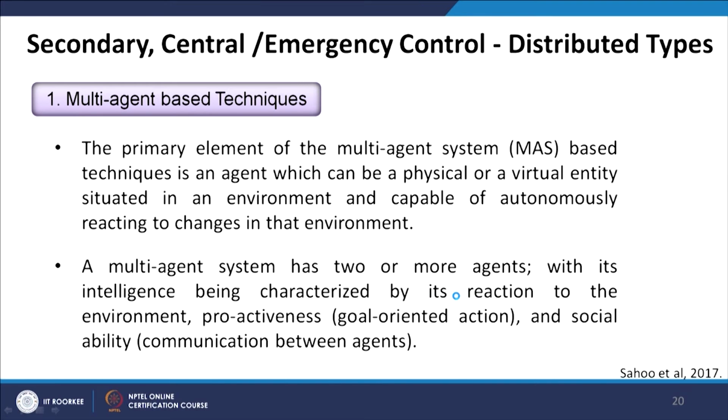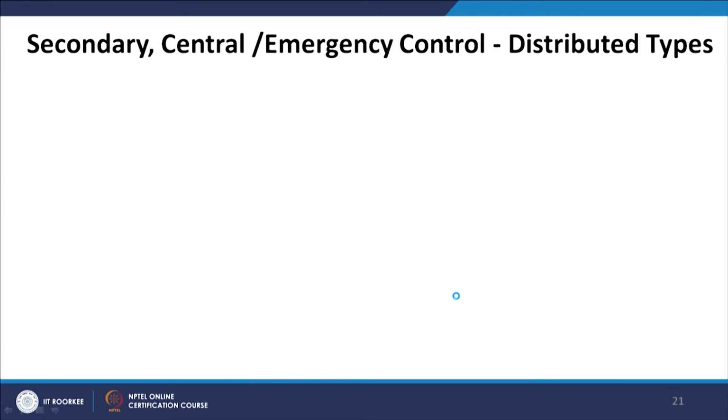A multi-agent system has two or more agents, with its intelligence being characterized by its reaction to the environment, proactiveness, goal-oriented action, and social ability, that is, communication-based agents.